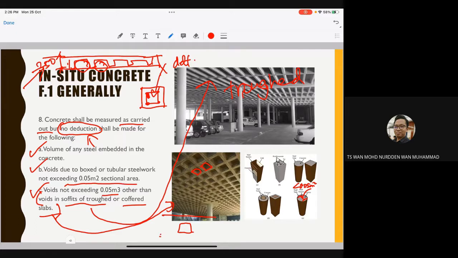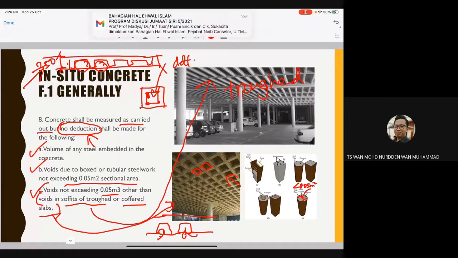So after finish, okay, lepas siap semua, okay, cover ni akan dikeluarkan lah. So kita akan dapat this kind of pattern. Okay. So kalau cover ni ada, memang kita kena buat deduction sebab dia akan impose quite a lot of concrete to be excluded lah, ataupun perlu dikeluarkan ataupun perlu ditolak lah.